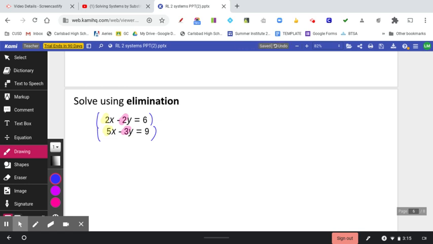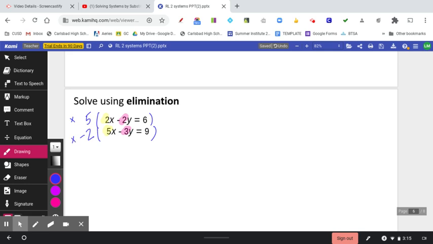Now, you can do x's or y's. I think they're equally as difficult in this equation. What I'm going to do is create the same number of x's. I'm going to focus on x's. I'm going to multiply this top equation by 5, because then I'd have 10x. And I'm going to multiply this bottom equation by 2, because then I'd have 10x. Now, the last thing here is I want opposite signs. So I'm going to multiply by -2 on the bottom one.